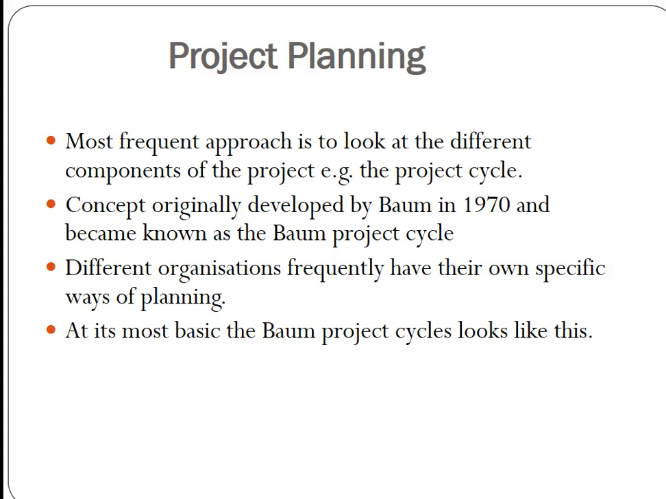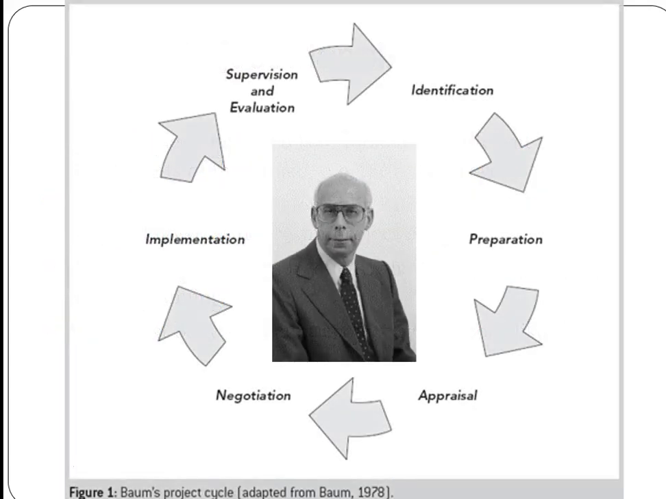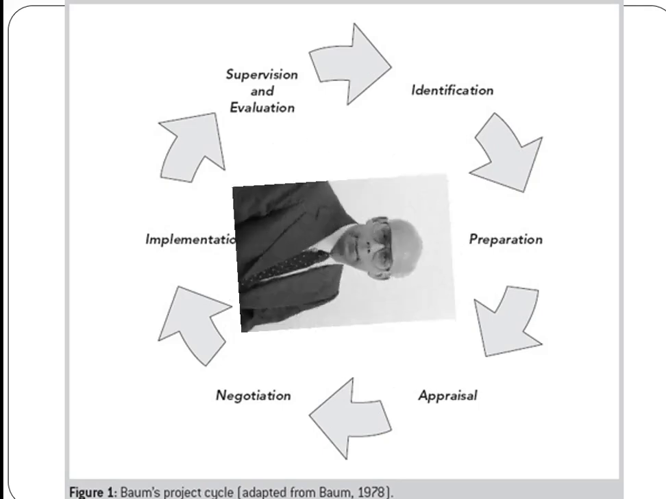While we will look at variations in the project cycle, the general design is as it's presented here: you have an identification phase, preparation phase, appraisal phase, negotiation, implementation, and then supervision and evaluation. We will look at variations in that, but effectively it's the same idea. It goes from planning and design to implementation to evaluation. And that's it. That's an introduction to project management.